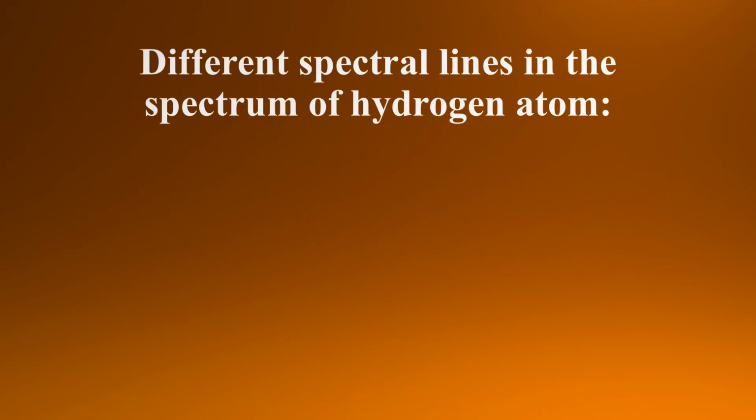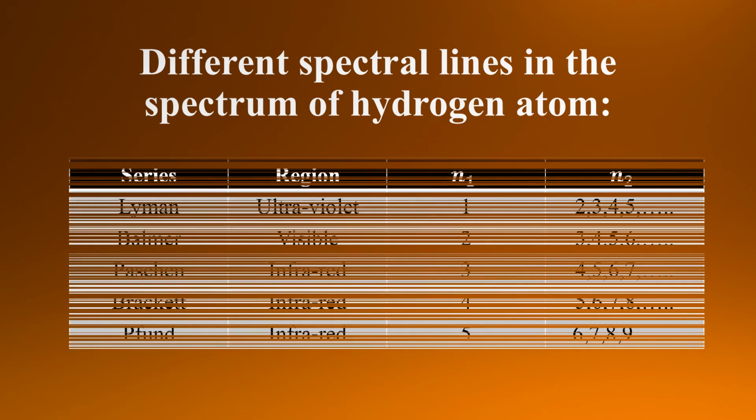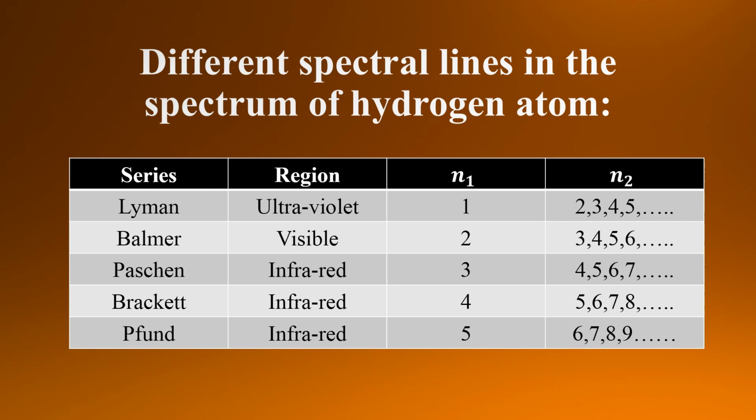Now let's see different spectral lines in the spectrum of hydrogen atom. As we have discussed, there are 5 series of hydrogen atom. The region for the Lyman series lies in the ultraviolet region, and the value of N1 is 1 for Lyman, and the value of N2 for Lyman series will be 2, 3, 4 or 5 and so on up to infinity.